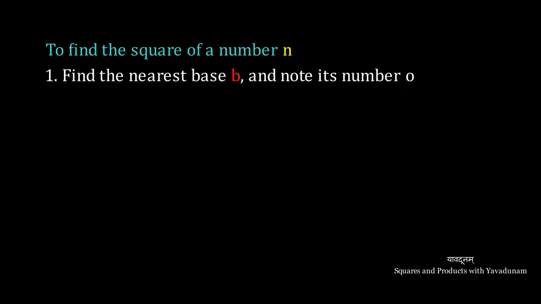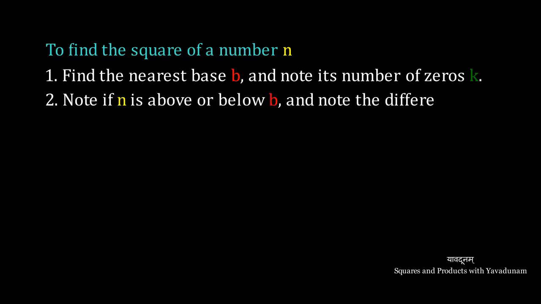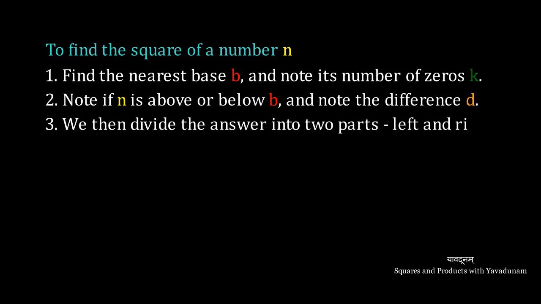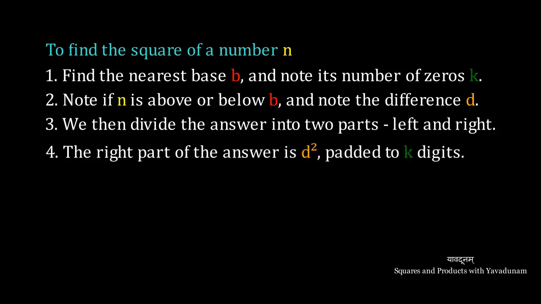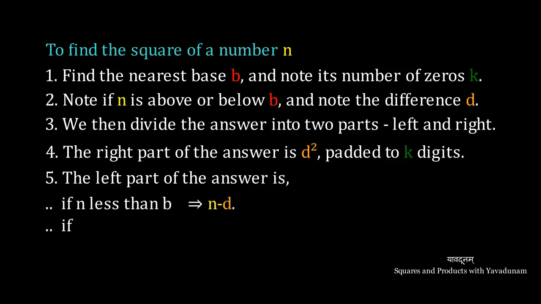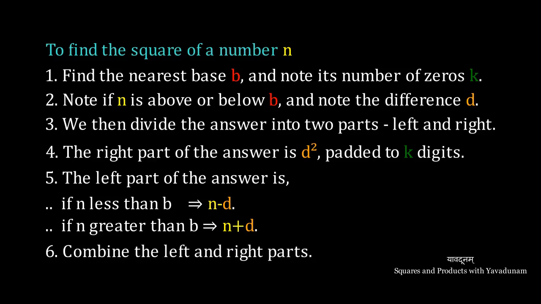To find the square of a number, find the nearest base, that's the power of 10, and note how many zeros it has. If the number is above the base, note the difference, and if it's below, note the difference again. We now divide the answer into two parts, left and right. The right part is the square of the difference, padded or limited to k digits. And the left part of the answer is, if the number is below the base, reduce it further by the difference, and if it's above, increase by the difference.